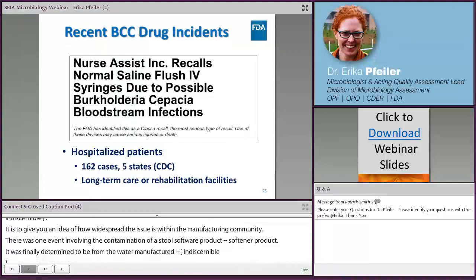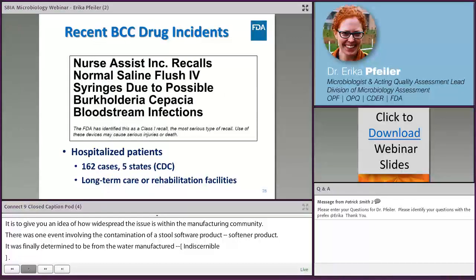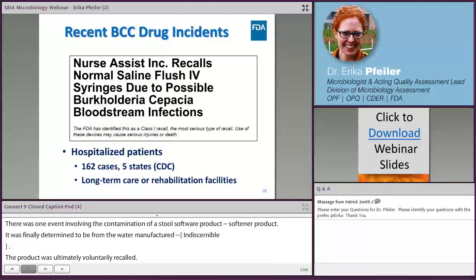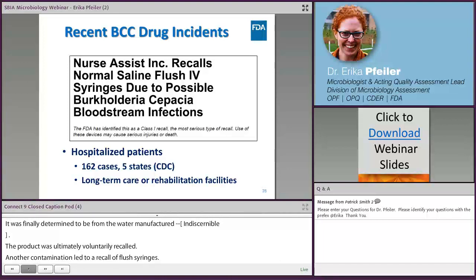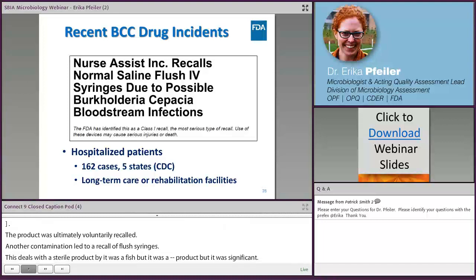Burkholderia cepacia contamination also led to a Class 1 recall of filled flush syringes. This one might be slightly out of place in this presentation as it deals with a sterile product, but this was a significant event nonetheless, with over 100 infections in 5 states. CDC reports that there were 7 deaths among the cases. However, since the affected patients were ill and hospitalized at the time of their deaths, they can't be contributed conclusively to the Burkholderia infections.